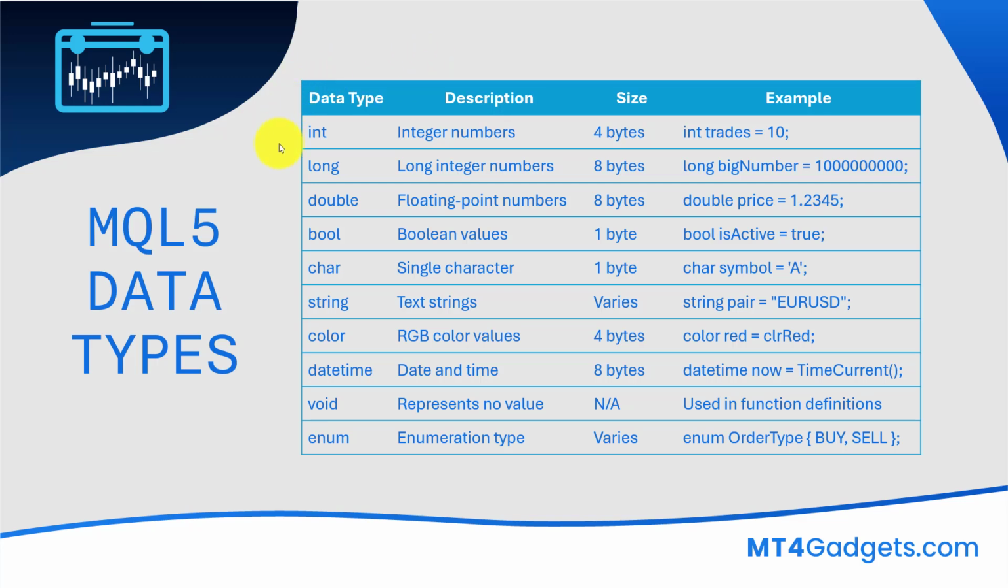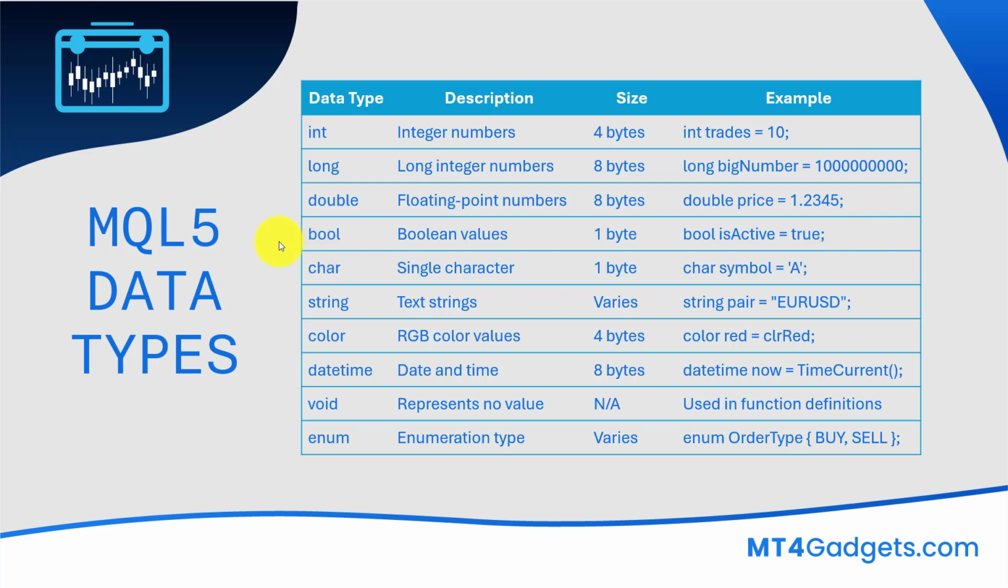Long is a long integer number, so it's for bigger numbers. I'm not going to put the exact limits in here. There's a lot of documentation where you can find these limits. Just know that usually with very long numbers, you can use long. Double is for floating point numbers. For example, in this case, double price equals 1.2345.